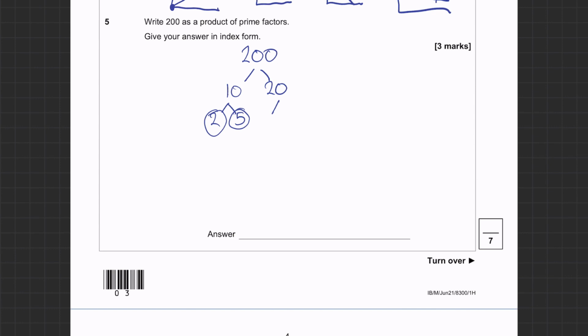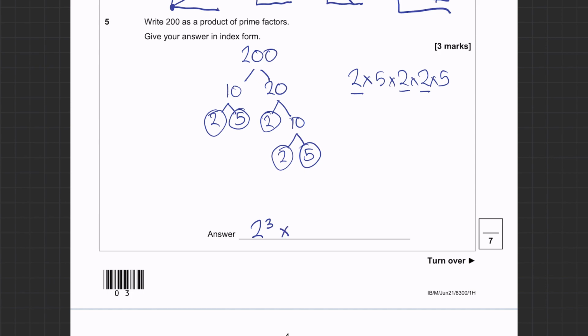20 will split down to 2 and 10. 2 is a prime number. 10 will split down further to 2 and 5 again. So we've then got 2 times 5 times 2 times 2 times 5. That's just reading across the circled values. Then we've got 1, 2, 3 twos. So we've got 2 cubed multiplied by 2 lots of 5, so 5 squared.